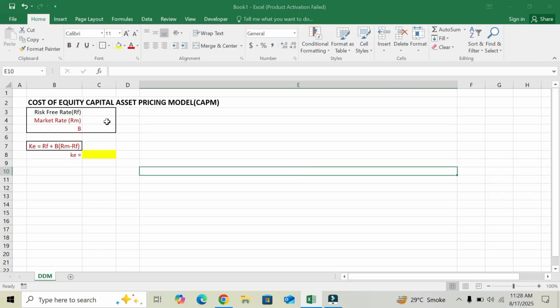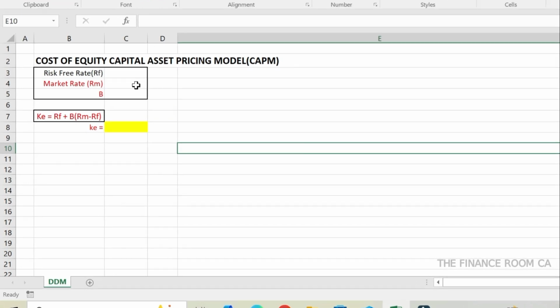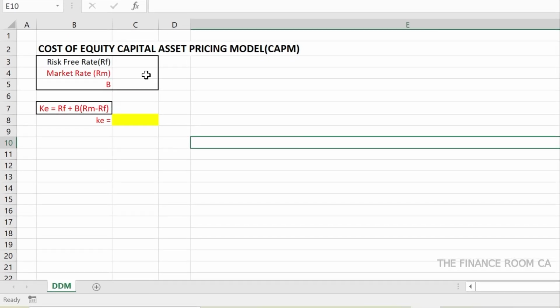Hello. In the last video, we covered the dividend discount model to find out the cost of equity, and today we are moving to another powerful tool to calculate the cost of equity, the Capital Asset Pricing Model, or CAPM. It simply links risk and return, helping us find out what return shareholders should expect. Let's go through a quick example here.